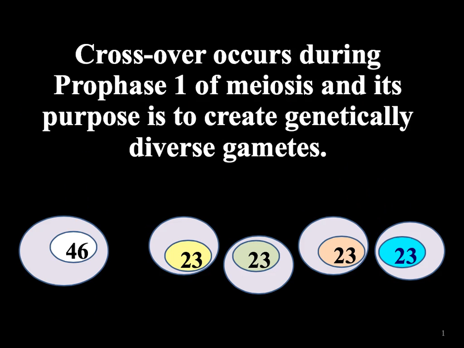When you look at the individual chromatids of each chromosome, you can see that they're all unique. None is exactly like the other. So what does this mean? It means that crossover, which occurs during prophase 1 of meiosis, is meant to create genetically diverse gametes. And the more genetically diverse a population is, the stronger it is. And this brings us to our next question.